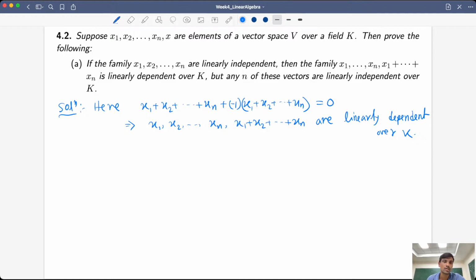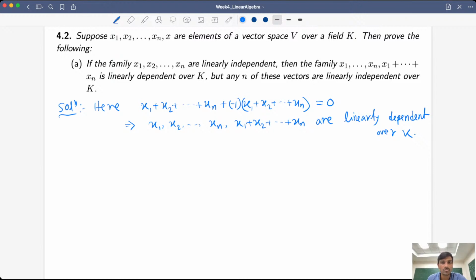In other words, linear dependence means that at least one vector of the collection can be written as a combination of the other vectors, which is indeed the case. In this case, x1 plus x2 plus ... plus xn is a linear combination of x1 through xn. Trivially true. So this is linearly dependent. But if you remove any one of these elements from the collection, you will get linearly independent vectors.